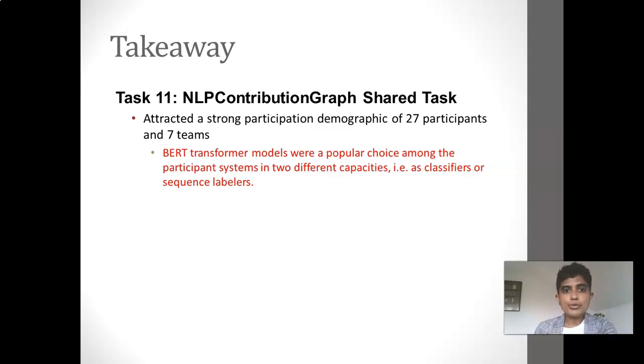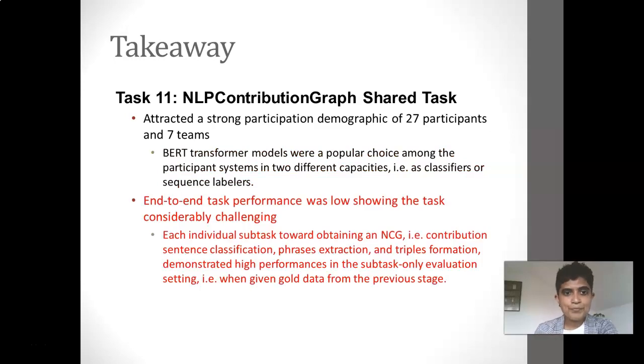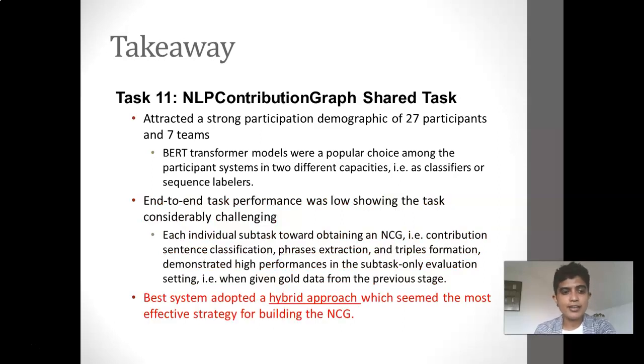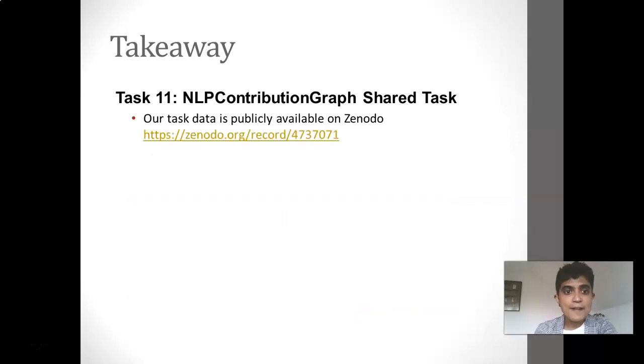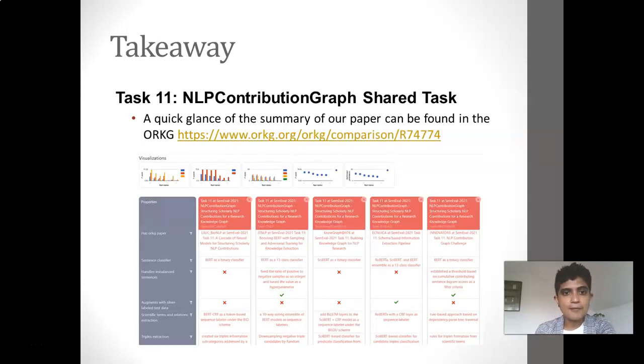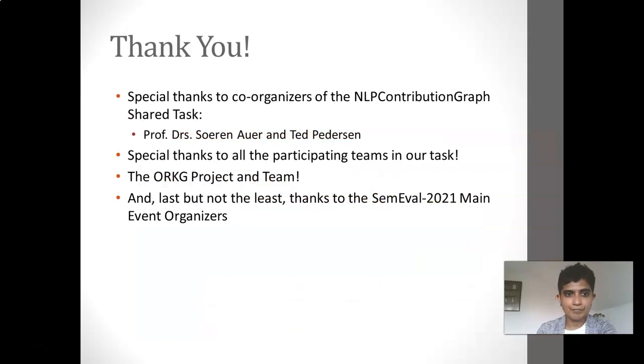In the approaches to building the NCG, BERT transformer models were popular, however, the end-to-end performance was considerably low, showing the task as challenging, and the best system adopted a hybrid approach, which seemed the most effective strategy for building the NCG. Our task data is publicly available on Zenodo for researchers interested in the task, and a quick glance of the summary of our paper is also available on the ORKG itself.